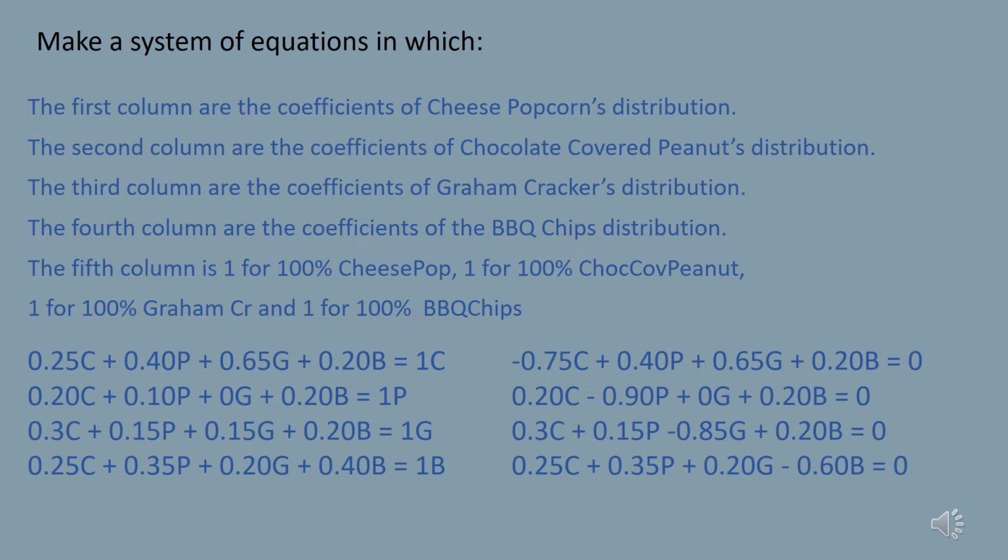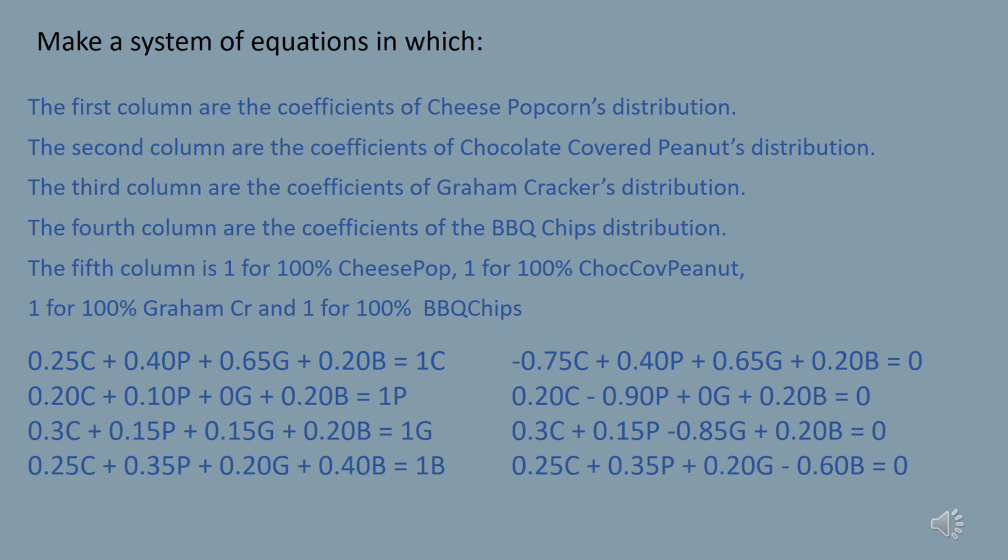So I'm adding 0.4 times P to the 0.25 times C as I build the economy for one full cheese popcorn sector. Then 65% of graham cracker was added to cheese popcorn, and 20% of barbecue potato chips was given to cheese popcorn. So those are all of the amounts that add up to the full sector for cheese popcorn. And then similarly, you could go through the percentages that build the chocolate-covered peanut sector and the graham cracker sector and the barbecue potato chip sector.